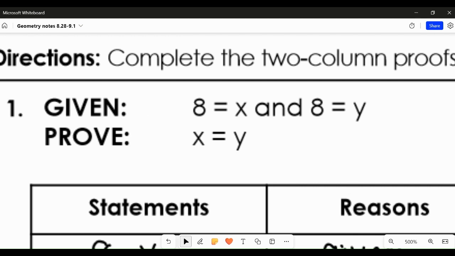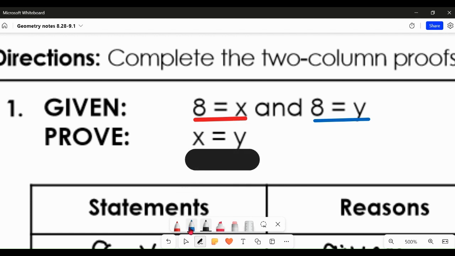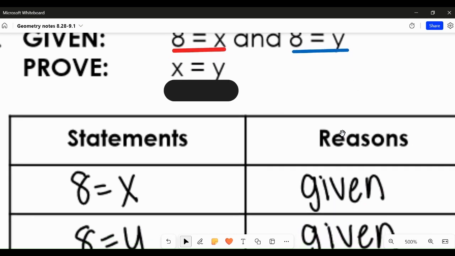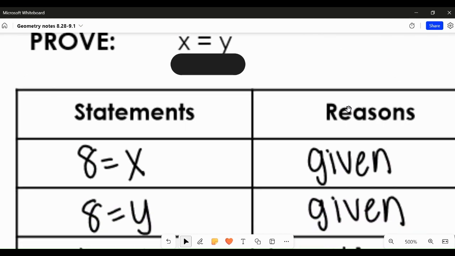Our beginning always has what we are given. In this case, we're given 2 different sets of information: 8 equals x and 8 equals y. Now, after we put these things, we got to figure out how do we prove that x equals y. So at the beginning, we got 8 equals x and y because that's given to us. There's no other reason for this. This is just information that we were given to start off the problem with.